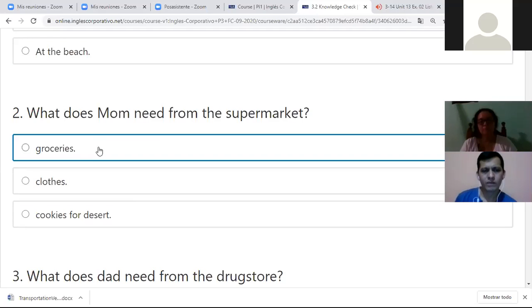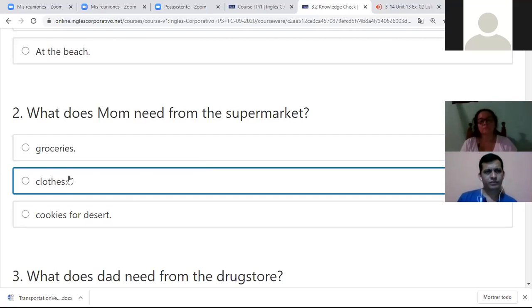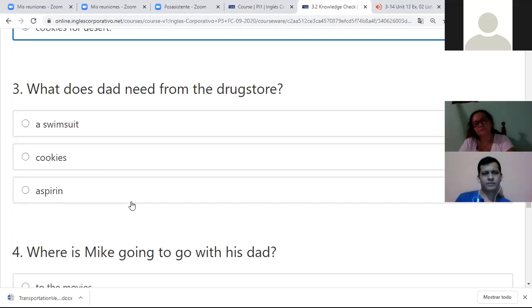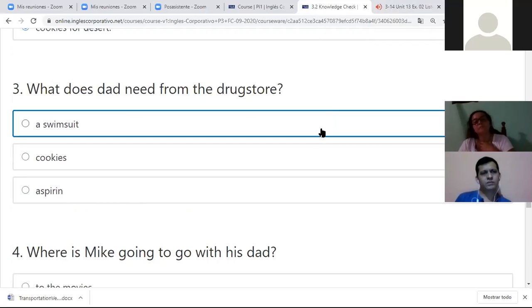Okay, so what does Mom need from the supermarket? Groceries, clothes, or cookies for dessert? Abel? Cookies for dessert. Thank you very much. Number three. Who's going to help me?